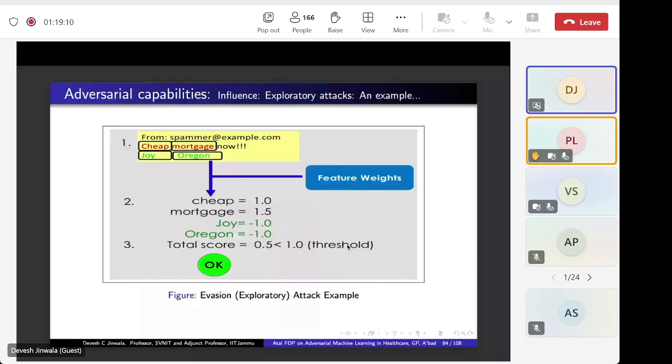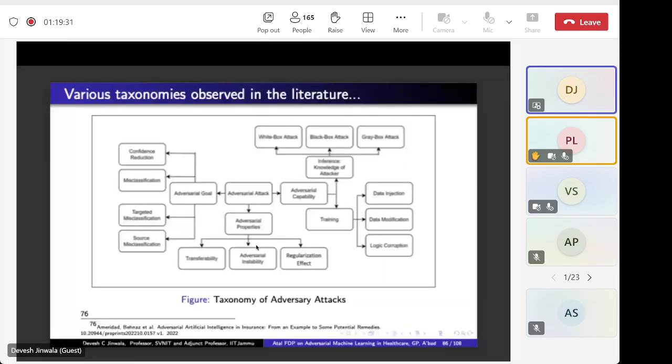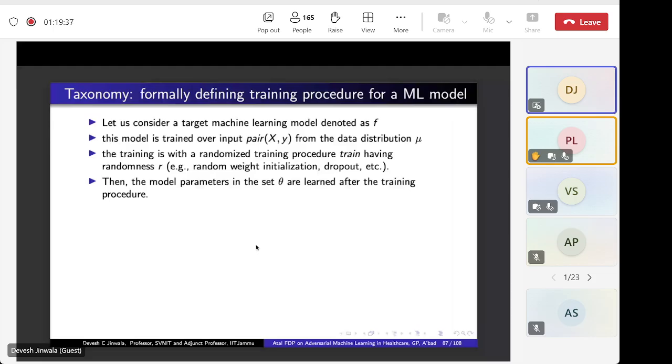The term "Joy Oregon" is considered here as negative, but "cheap mortgage" is given as positive. So this negative is the term which causes my spam filter to fail. These terms were introduced during the execution phase, and therefore we would say that this is the example of an evasion or exploratory attack. So I think I've tried giving you a clear understanding of the attack taxonomy. There is a formal sort of denotation of the attacks, but I'll not go into those.